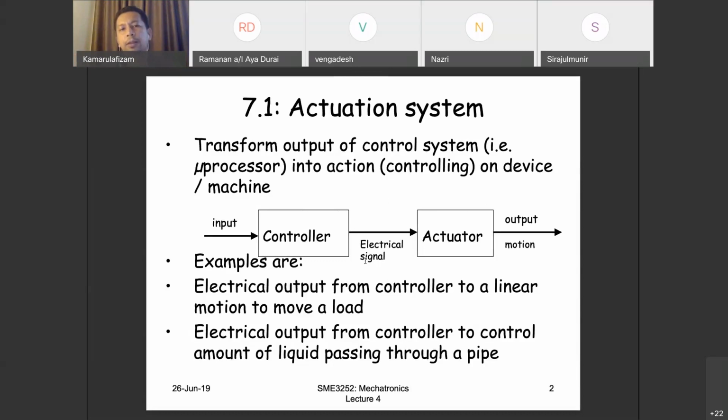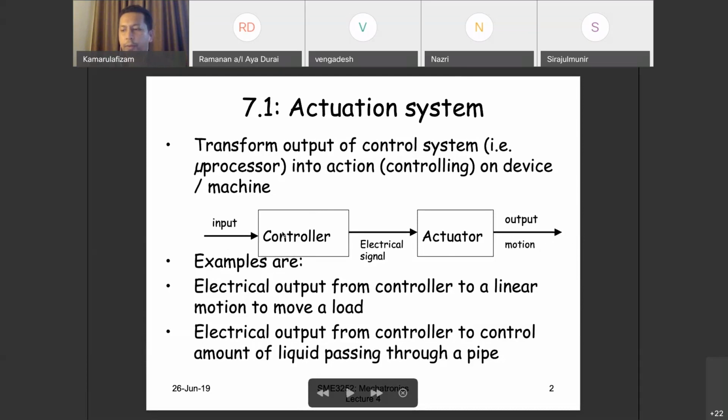Actuation here means that it transforms the output of a control system, for example Arduino or microprocessor, into action of controlling any device or machine. So you have to bear in mind hydraulic and pneumatic are used as actuators. An actuator is like a motor, like any moving physical thing, like a slingshot. Those are physical things. So hydraulic and pneumatic are the physical, mechanical part in a mechatronic system.